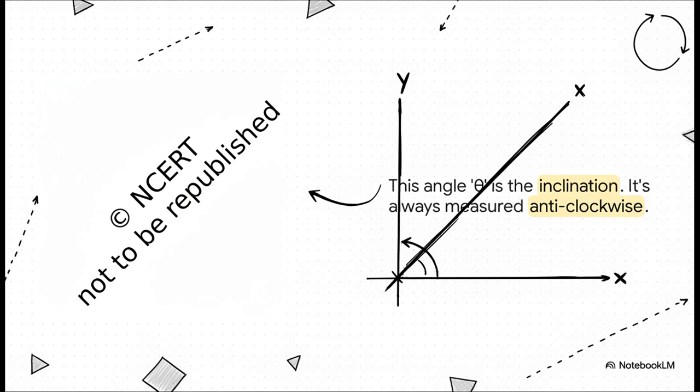Now, have a look at this diagram. It's straight from your textbook, and it shows exactly what I'm talking about. See that angle there, the one marked theta? That, my friends, is what we call the inclination. Now, here's a super important detail. Notice the little arrow showing the direction? It's always, and I mean always, measured anti-clockwise from the positive x-axis. Please don't forget this part.